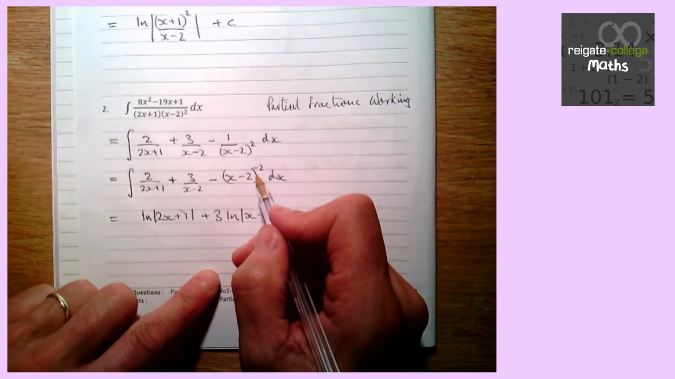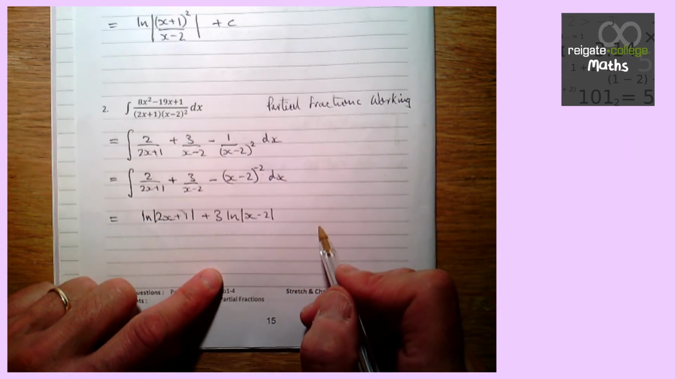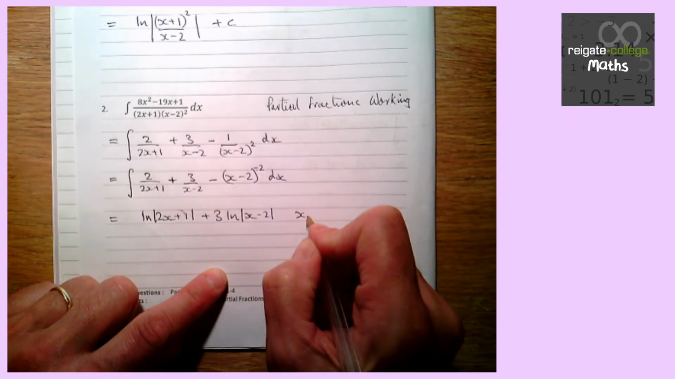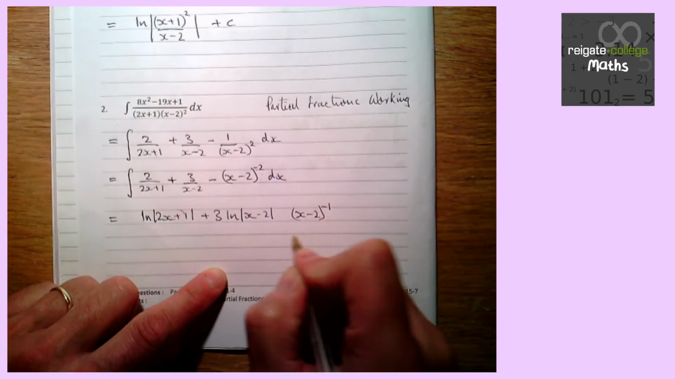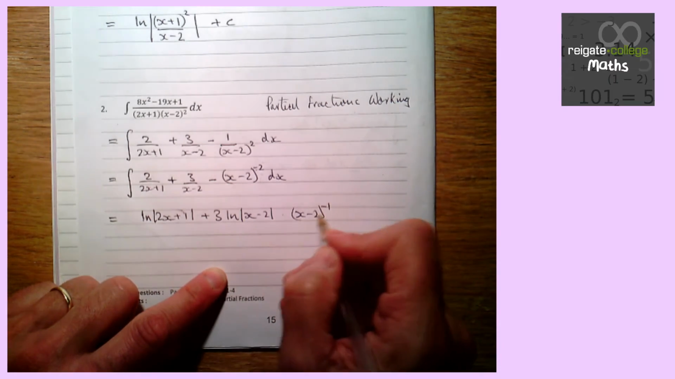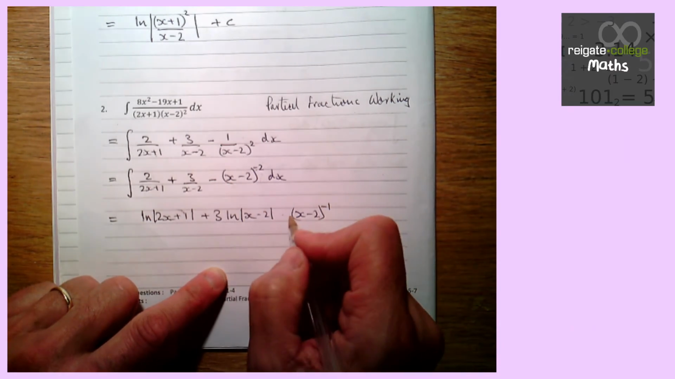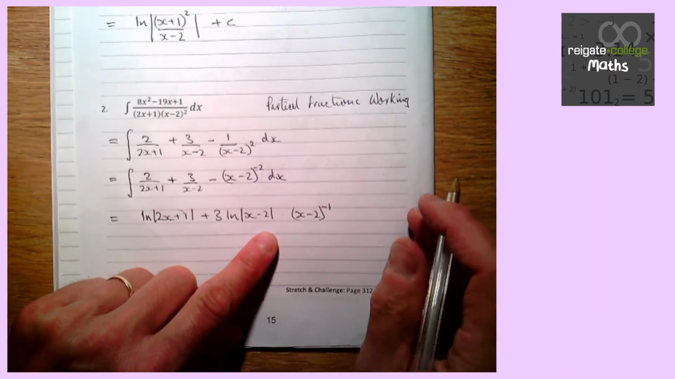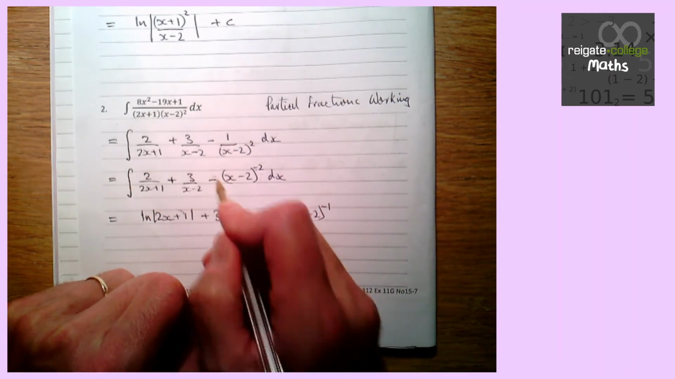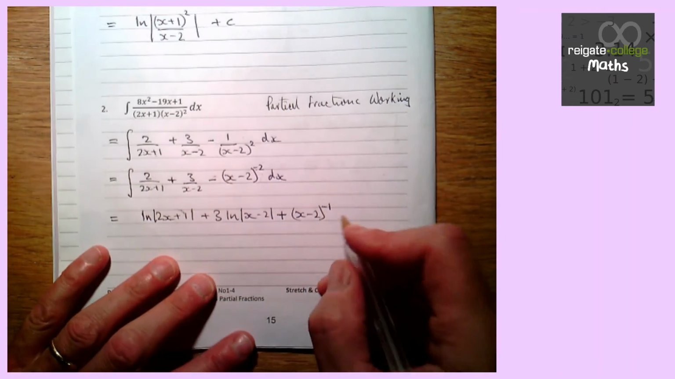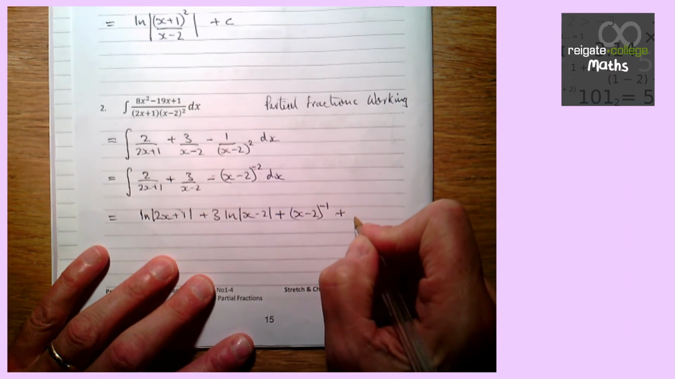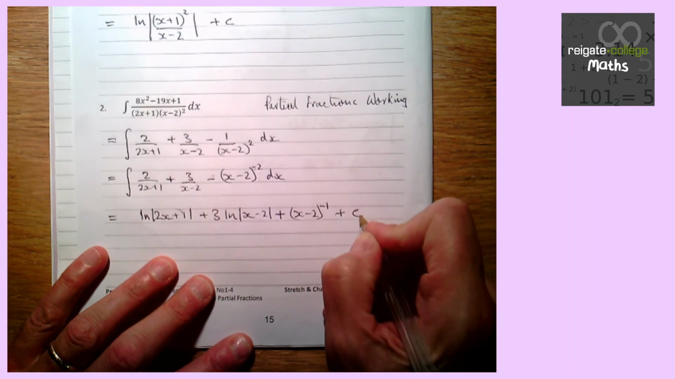And then here we're going to use the reverse chain rule. So this is going to give us minus 2, increase the power by 1, so we're going to have x minus 2 to the power of minus 1. When we differentiate this, we're going to get minus 1 times x minus 2 to the power of minus 2. So we're going to put plus here, because differentiating will give us that minus there. And then plus a constant of integration, so I'm going to call that c again.